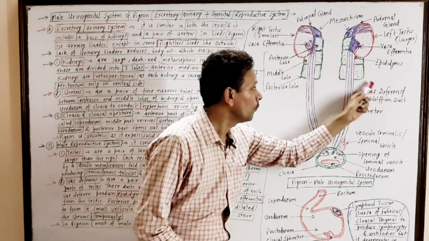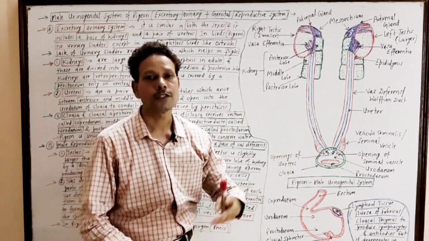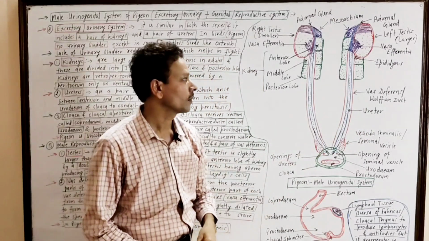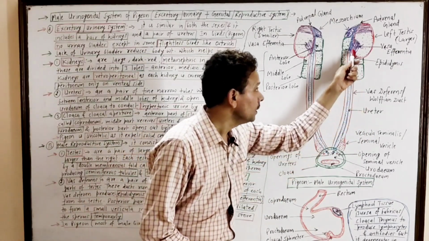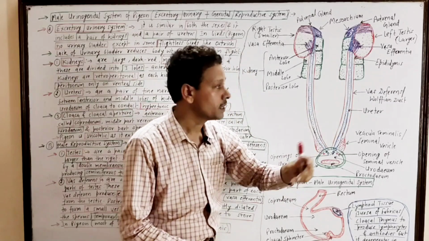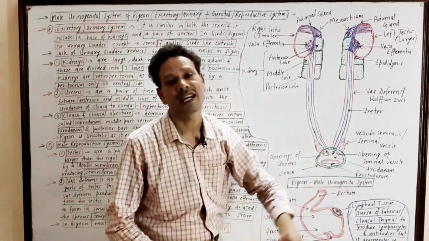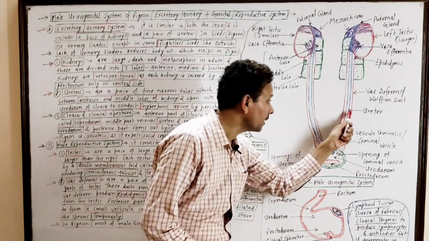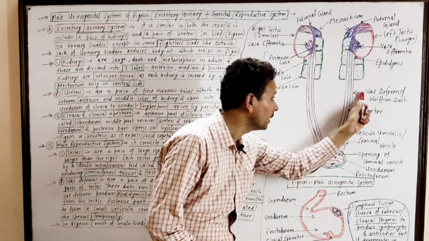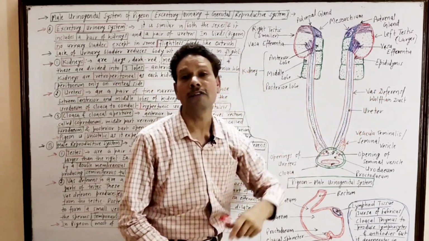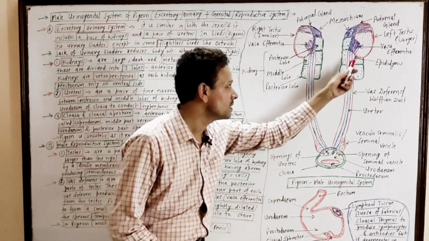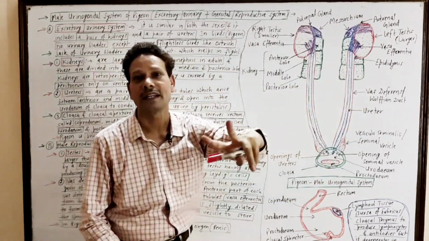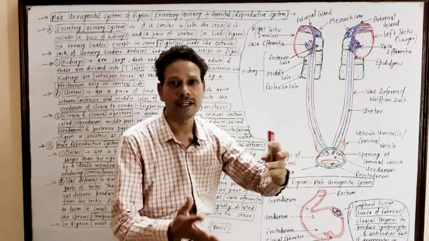These are vas deferens. These vas deferens run parallel to the ureters, and note down, these vas deferens run parallel and outside. Note down, the inside, internal duct is the ureter, and this outer duct is the vas deferens, or Wolffian duct.